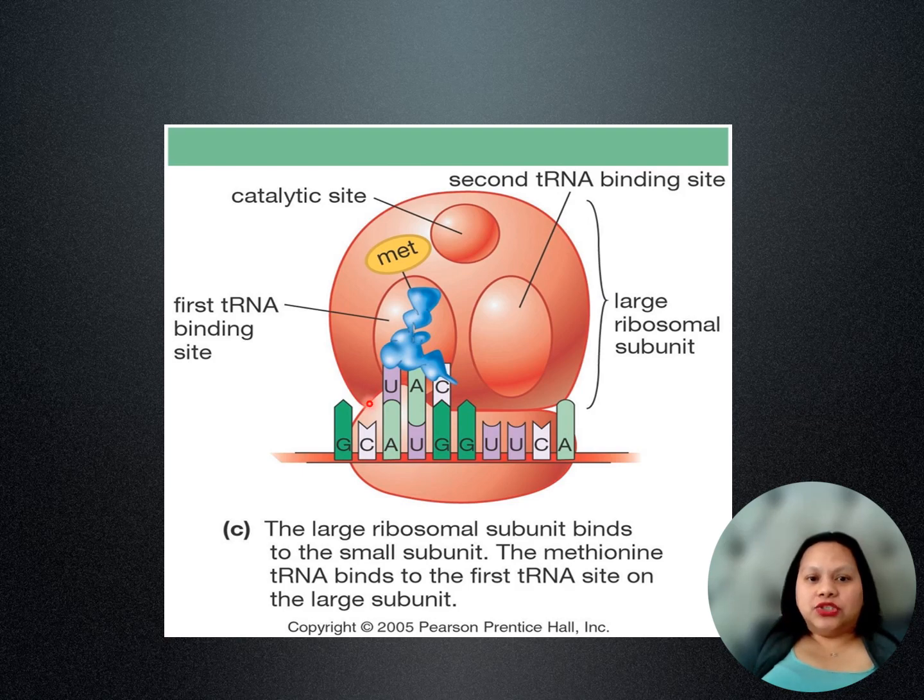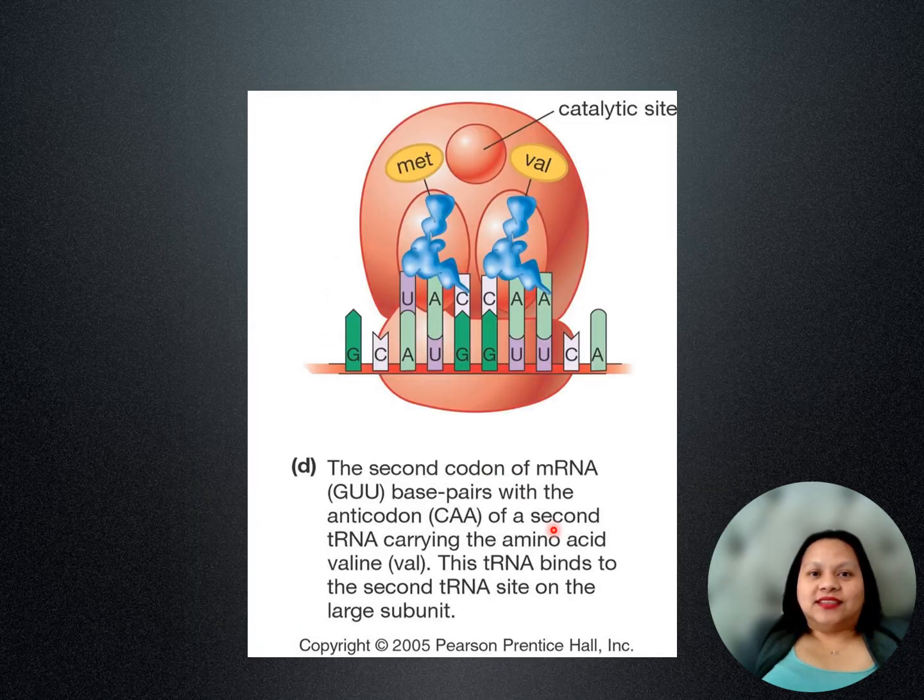The anticodon UAC of the tRNA matches the start codon on mRNA, AUG. The second codon in mRNA, which is GUU, matches the anticodon CAA of the tRNA carrying the amino acid valine. The second tRNA binds the second active site on the large unit.